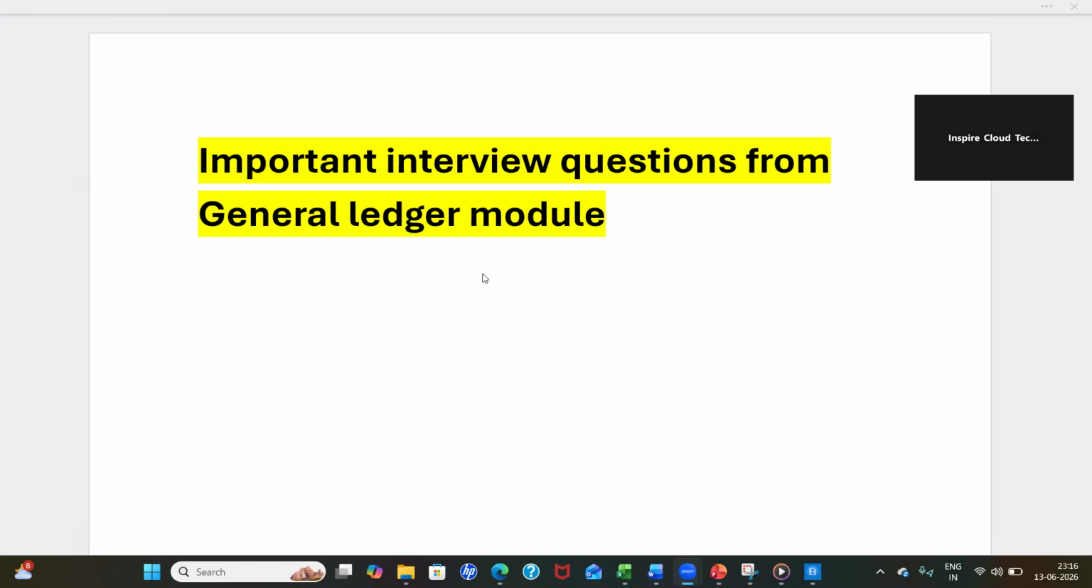In the General Ledger module, we have a lot of topics available, but the key topics and the process followed by the business are where questions will mostly come from. Okay. And sometimes they will ask you scenario-based questions also.